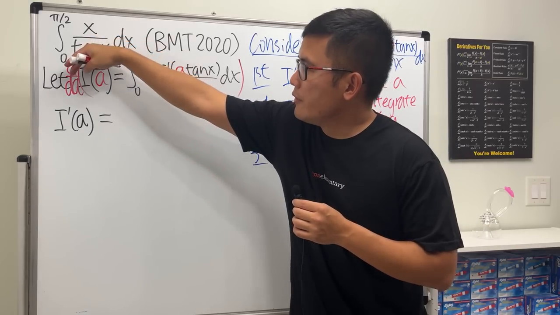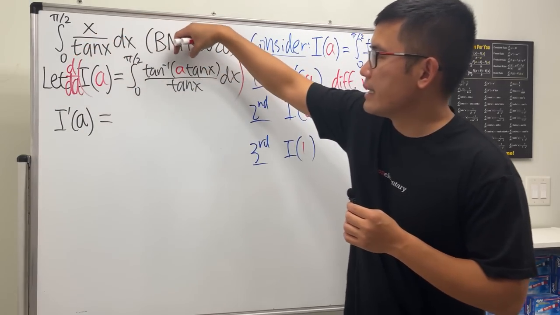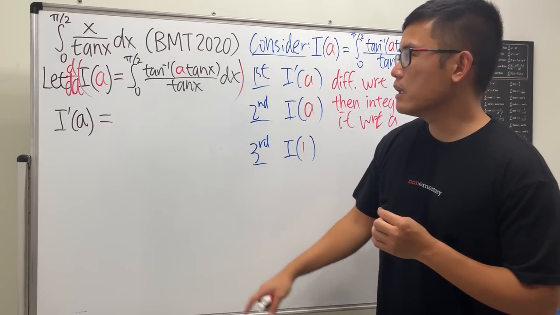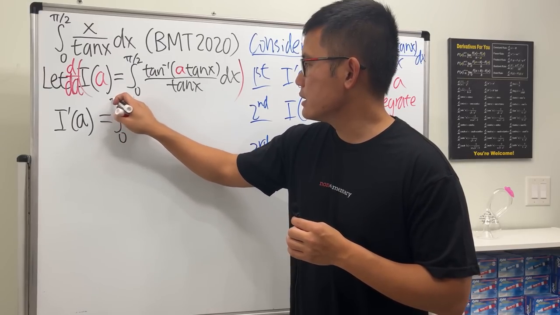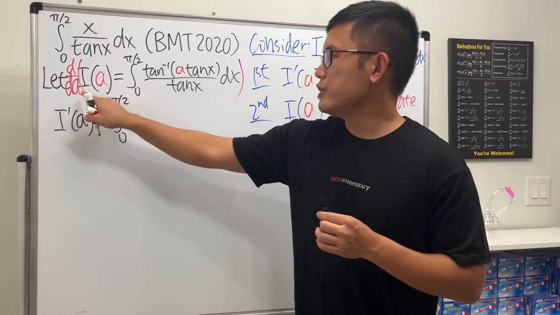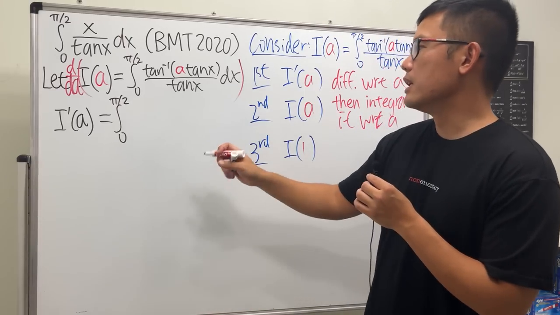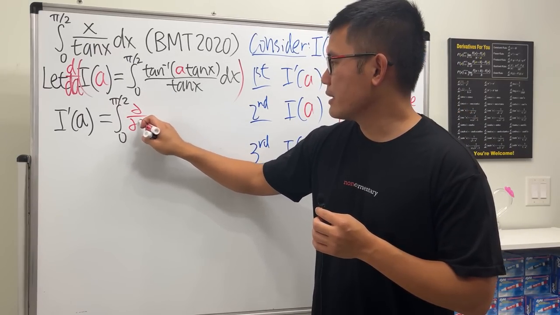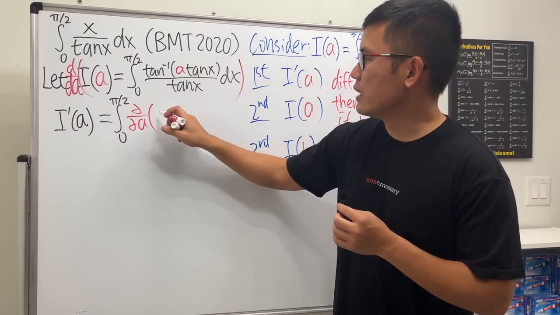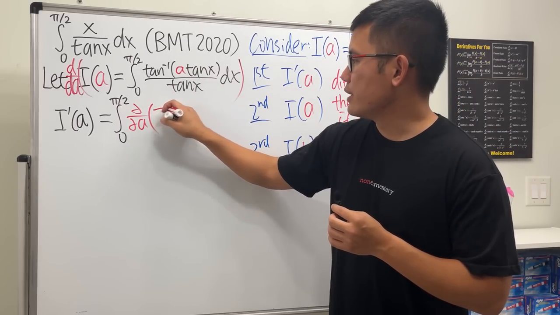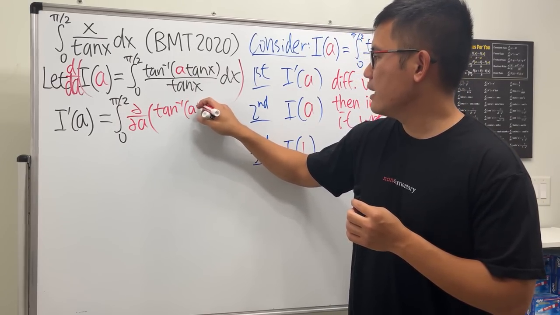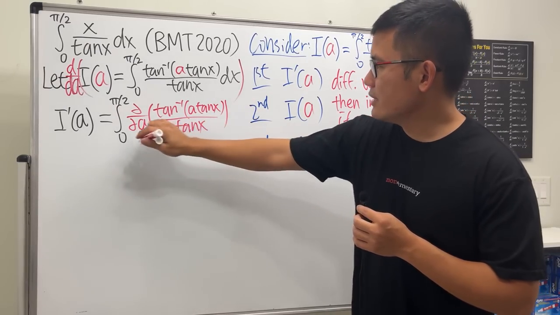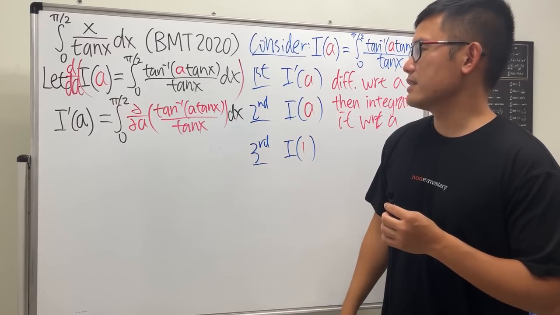Now, when we differentiate this integral, let's go ahead and differentiate inside first. That's called differentiation under the integral sign. We'll just look at the integral on the outside first, and then put this differentiation inside. It becomes a partial derivative because inside here we have a and x. So let's use the partial derivative symbol to make everybody happy. Then we look at this, which I will write in red: inverse tangent of a tangent x over tangent x, differentiate this, and then dx on the outside like this.